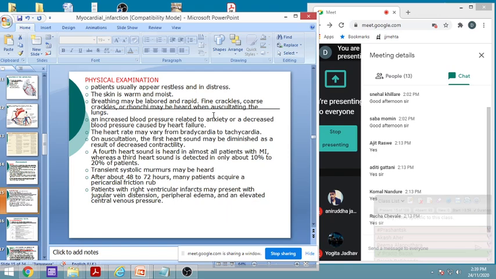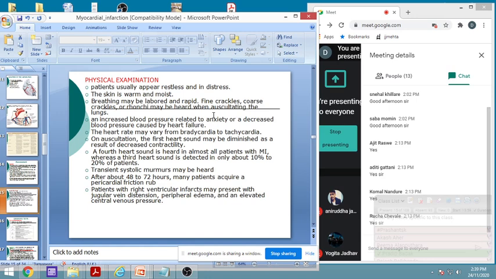There is an increase in blood pressure related to anxiety, or decreased blood pressure which is caused by heart failure. The heart rate may vary from bradycardia to tachycardia. On auscultation, the first heart sound may be diminished because of the decrease in contractility. The fourth heart sound, if you remember lub dub, is heard in almost all patients with MI, whereas the third sound is detected in only 10 to 20% of patients.